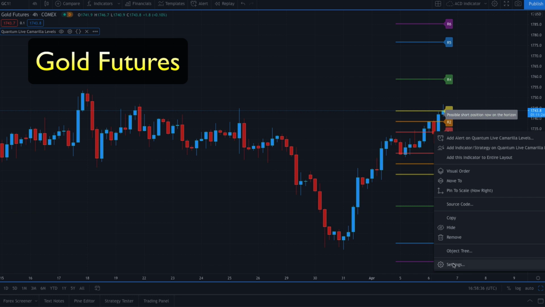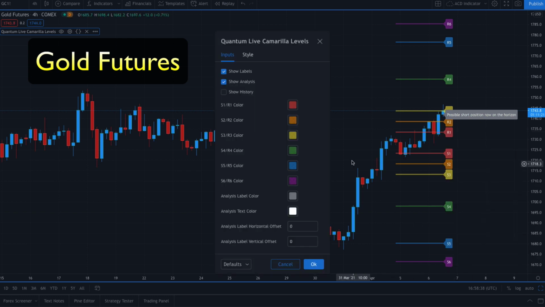Just go into settings on the indicator. There we go, and I'll just take off this one, show analysis. Just click that off. There we are, that's gone. And of course you can take the labels off as well if you will. I'll come back to show history in a moment.